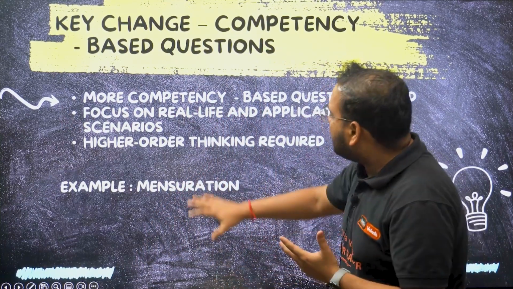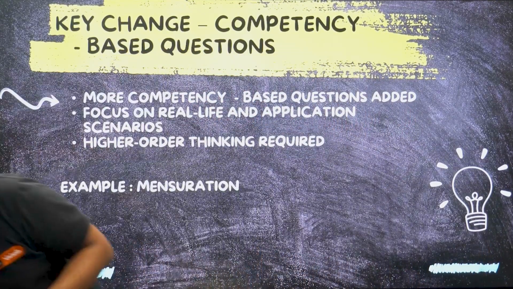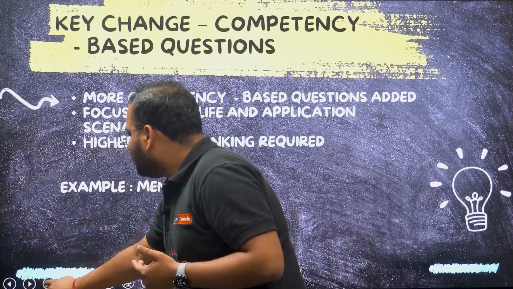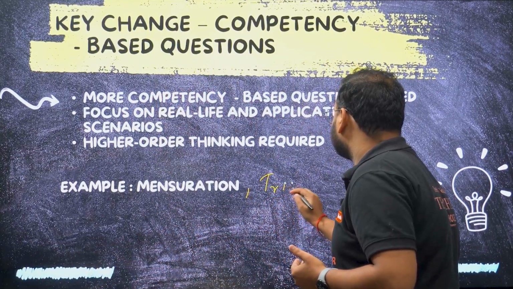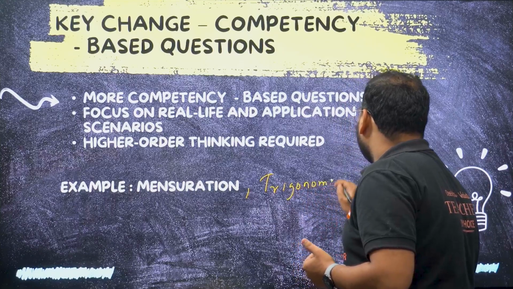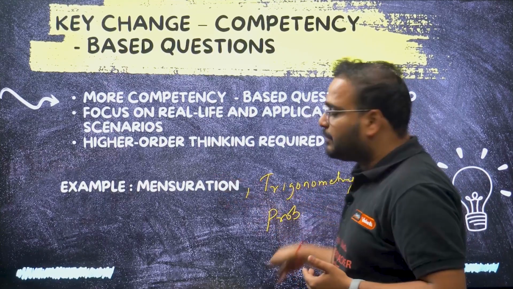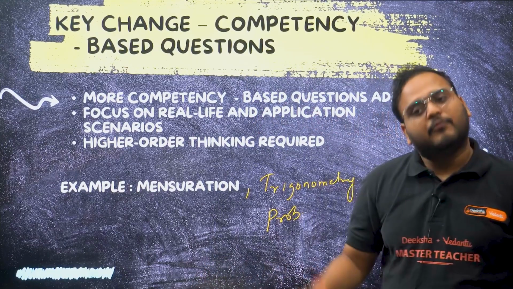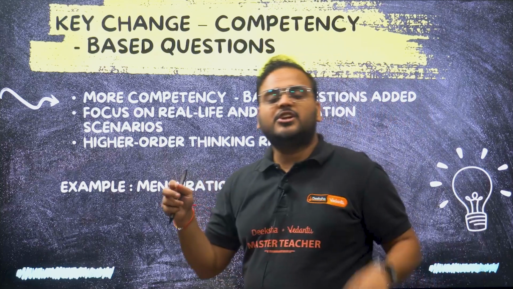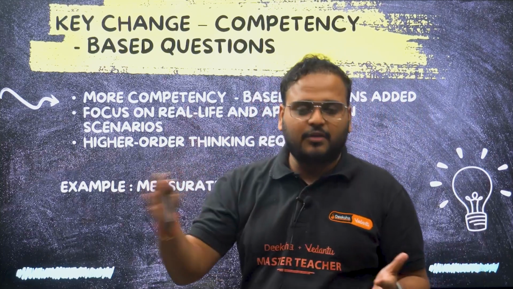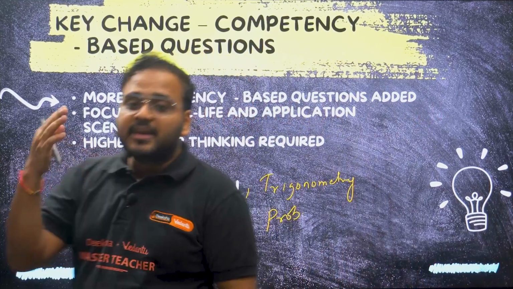For example, if I talk about the chapter mensuration, or the chapter trigonometry, or probability, in all these chapters we can have application based questions. We can have them in all the chapters, but I'm just giving you 3 examples. Mensuration, remember, instead of giving you the formulas and finding area of something or volume of something, they can give you a shape, a real life structure, and then you have to find the area or volume from there.